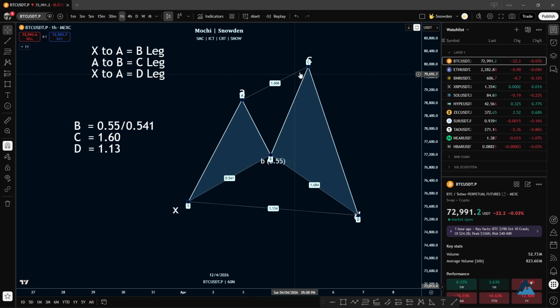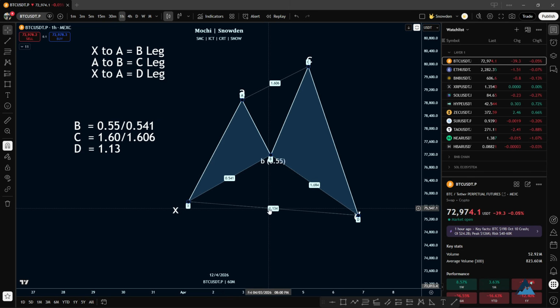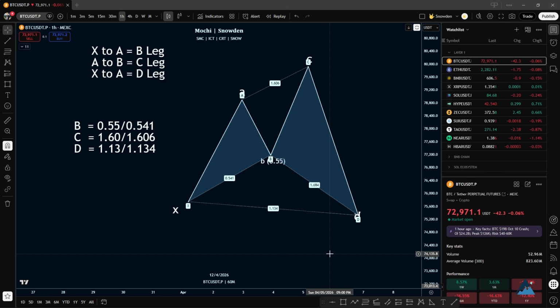Now, what about the C-leg? Ito ang C-leg natin. 1.606. O, diba? Tama tayo. 1.606. And then, ang D-leg is 1.13. Ito po yung tinitingnan natin sa D-leg ha. Ito. 1.134. So, tama naman tayo. 1.134. So, ayun lang yun guys.